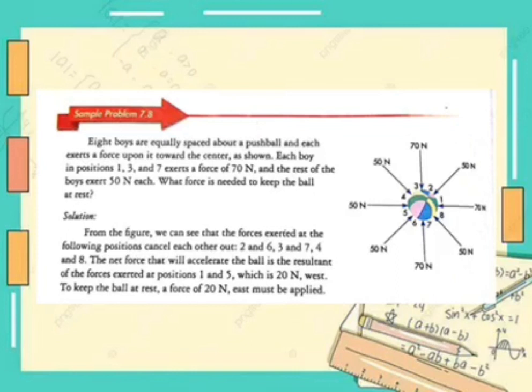Solution. From the figure, we can see that the forces exerted at the following positions cancel each other out: 2 and 6, 3 and 7, 4 and 8. The net force that will accelerate the ball is the resultant of the forces exerted at positions 1 and 5, which is 20 Newton. To keep the ball at rest, a force of 20 Newton will be added to 50 Newton, which is in position 5, to make it 70 Newton, and to keep the ball at rest, ease must be applied.